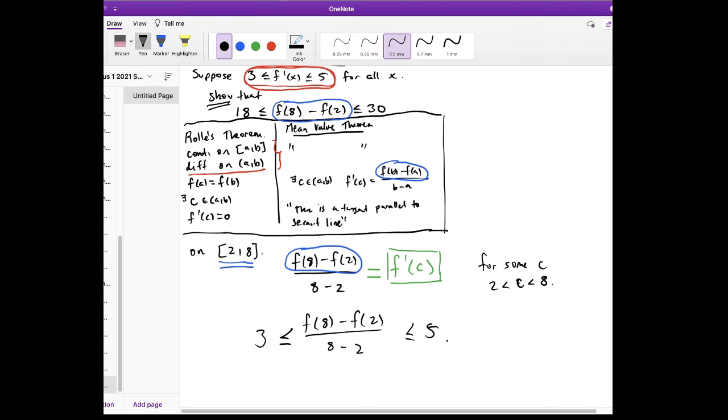So does everyone see that? So these numbers come from f prime.